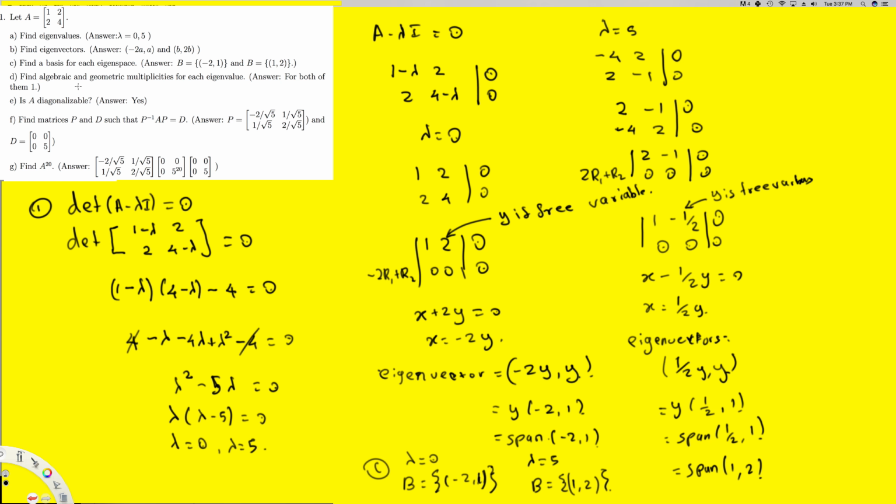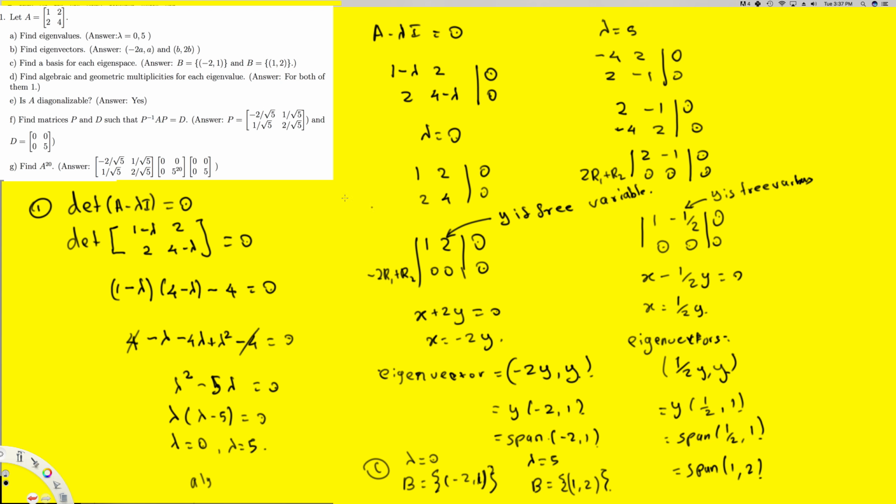And the D question is asking to find the algebraic and geometric multiplicities of each eigenvalue. To find this one, we have to check this one. The power of this factor is what determines the algebraic multiplicity. You see both of them have a power of 1. So both of them have an algebraic multiplicity of 1. And geometric multiplicity depends on the free variables. We already found out for lambda equal to 0, we have one free variable, that's y. For lambda equal to 5, we also have one free variable, that's y. So both of them have equal geometric multiplicity, that's 1.